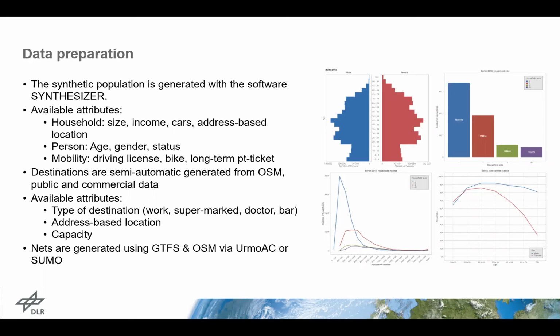And at the end, you end up with some attributes like type of destination, is it a working place, supermarket, doctor, bar, whatever, the address of the location, and the capacity. And finally, you need some infrastructure information, and you can get this using GTFS data, OSM data, and put it into SUMO, or we have a tool called OMOAC, which is a little bit more convenient to get the GTFS data done up to now.